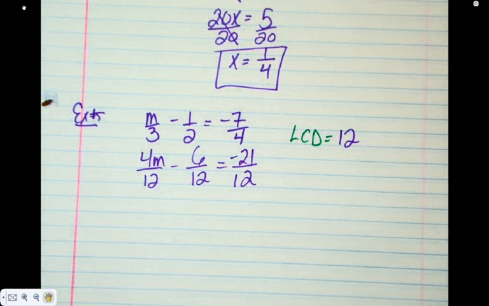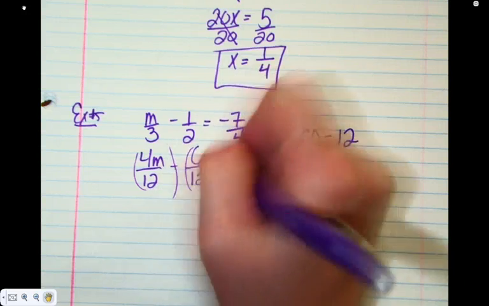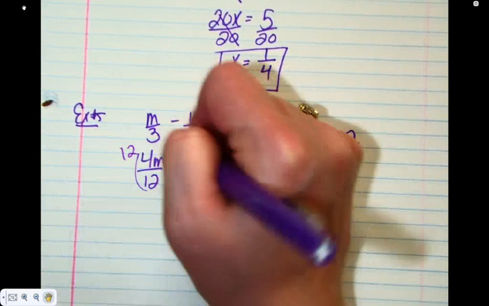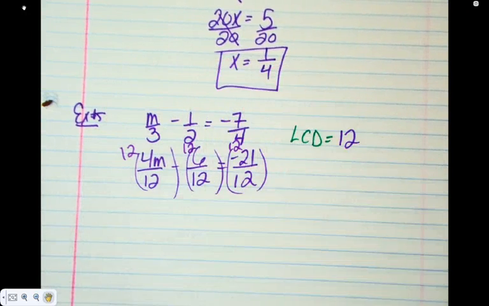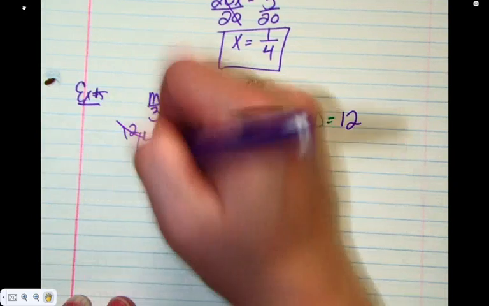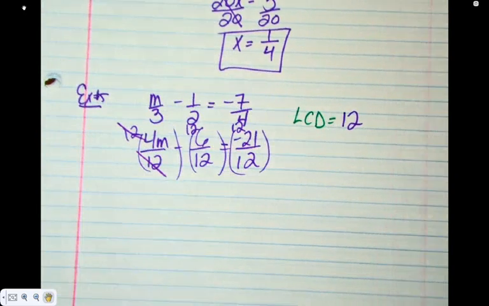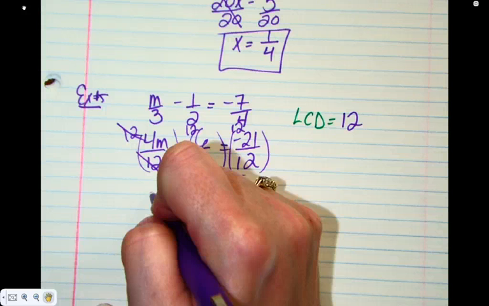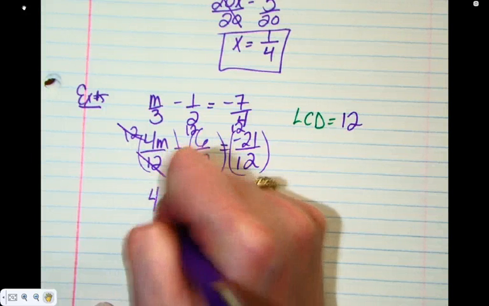Step number 1, put them all over the LCD. Step number 2, you're going to cancel. How do we cancel? Multiply each term by 12. Again, I just put the brackets just to separate the terms, just so we know what's going on. This is a favorite part. Crossing them out is so good. 12 and 12 is gone. What's left? Just the 4m.